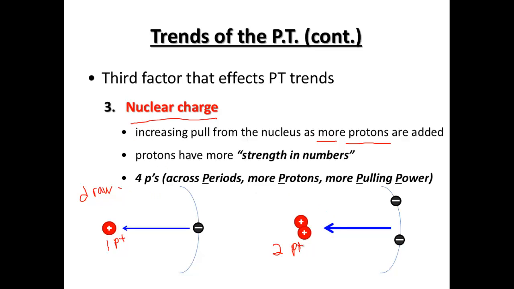We have more proton pulling power, so each of these electrons are going to be pulled to both of these protons, and they're going to be held tighter. The more protons we have, they pull on each individual electron, and that causes us to get a stronger attraction, or a stronger nuclear charge, to each one. Now we're going to use these factors to look at the other trends of the periodic table coming up.